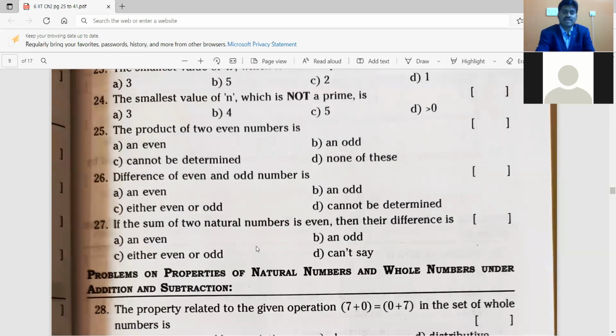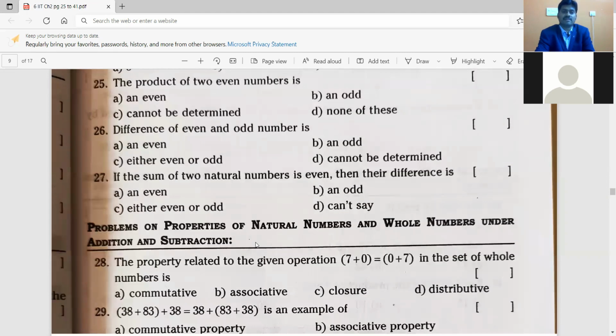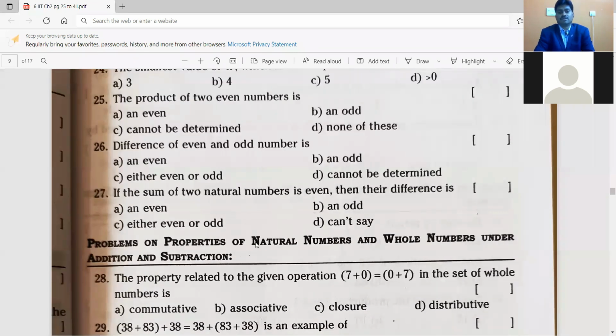If the sum of two natural numbers is even, then what is the difference? Let us take two natural numbers, 2 plus 4. 2 plus 4 is 6. The difference of 4 and 2 is 2. I'll go with 8 and 4. 8 plus 4 is 12, and 8 minus 4 is 4. So the sum of two natural numbers is even and the difference is also even.